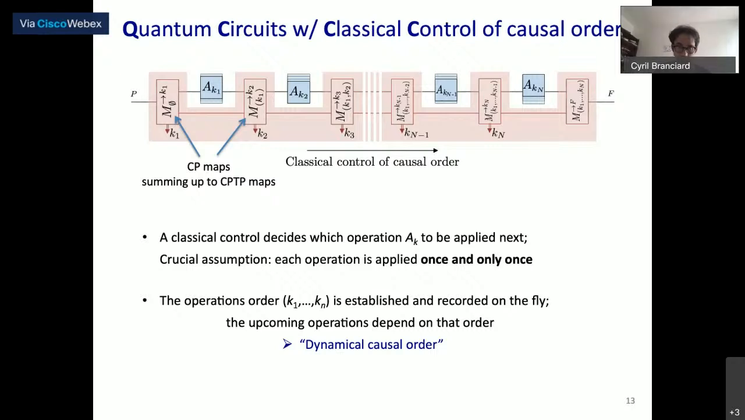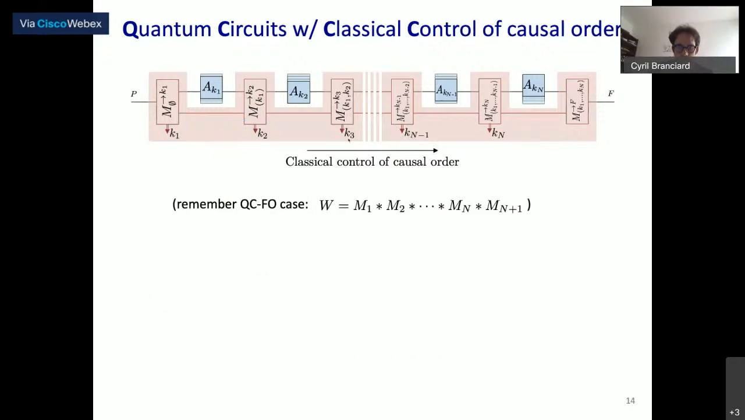And as we saw, the global order is not fixed a priori, but it's established as we use the circuit. It's established and recorded on the fly. And I didn't insist, but each internal operation here depends on which previous operations were applied before. So in this way, we can have some dynamical causal order with this construction. Now we want to describe it in this process matrix formalism. So let's see how to describe this whole circuit as a process matrix.